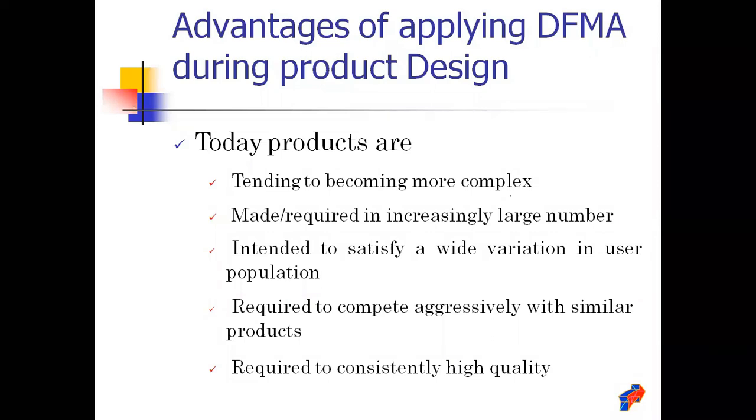Next, the second one, required in increasingly large numbers. So demand for a product is always more. So we manufacture a product or a part in large numbers so that it satisfies the customer requirements all over the world. Next, intended to satisfy a wide variation in the user population. So the product you manufacture should satisfy the people all over the world. So you have to produce a product based on the requirements of the people in different places.